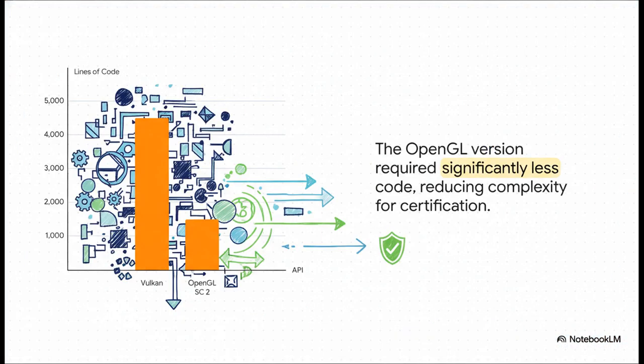And this chart really shows you why. The complexity is just on another level. The Vulkan version needed about 4,500 lines of code. The OpenGL version, only 1,500. For this kind of safety-critical job, the sheer amount of code and complexity in Vulkan was a huge problem, while OpenGL gave them a much cleaner path to a certified product.